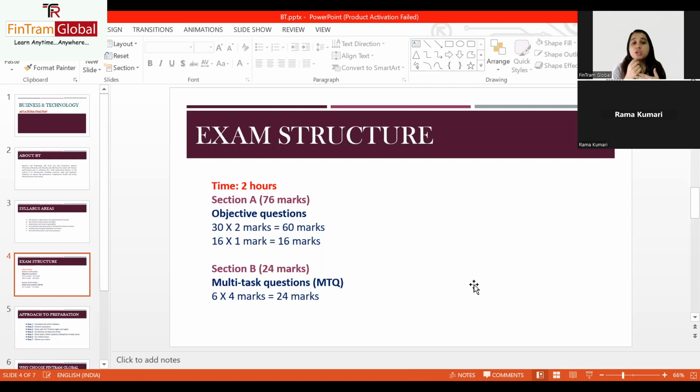Then we have section B, which is your multi-task questions. Again, it could be a mixture of a few things. You will be given a question in which you could have some MCQs, or it could be a gap-filling question like fill in the blanks, or you have to match something. So it could take various forms here. There will be 6 such questions, and each question is worth 4 marks.